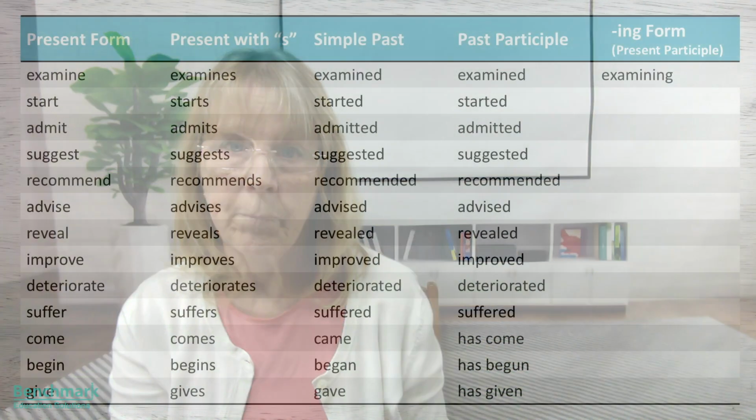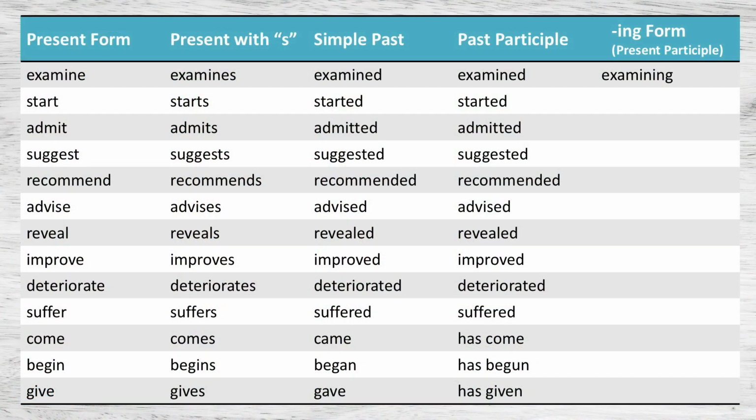Here are a few spelling tips for the ing form. If the verb ends with an E, we drop the E before we add ing. Let's look at the first verb, examine. Since it ends with an E, you need to drop the E and then add the ing. So we have examining. The next verb is start, so you just add ing.